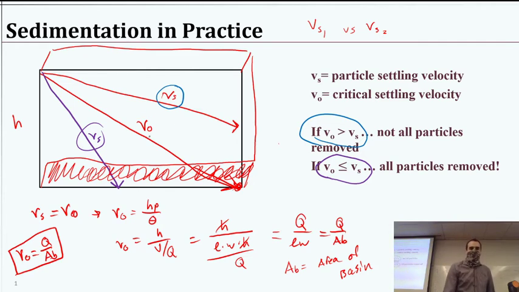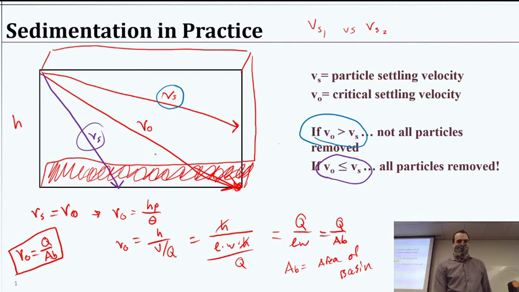And so when we analyze these systems, we're going to say, okay, if the critical settling velocity is greater than the observed one, then not all of the particles are going to be settled, like we see this one here. Whereas if they're the same, or if the settling velocity is greater than that design velocity, this purple case, they will all be settled.